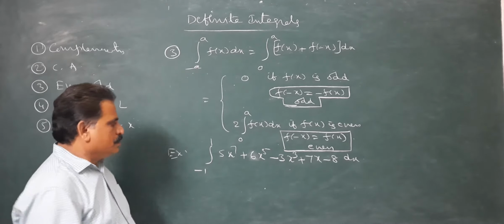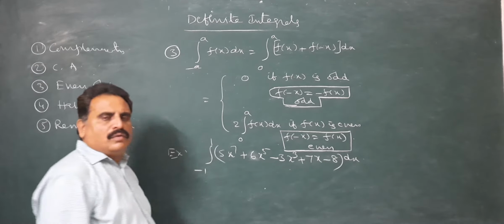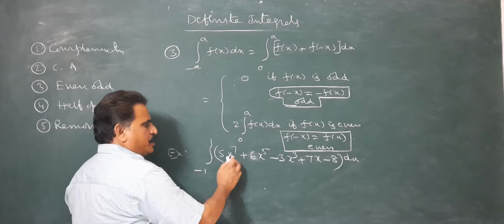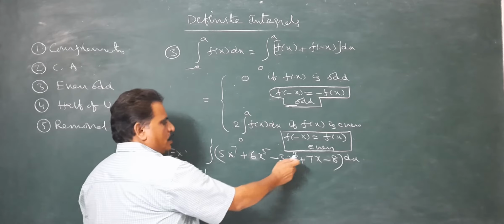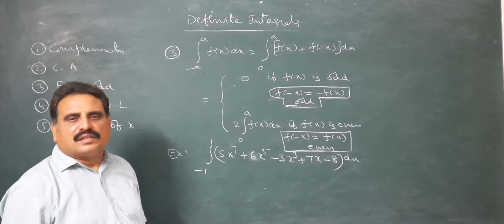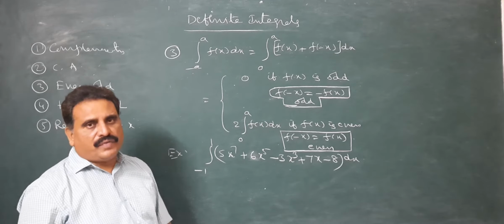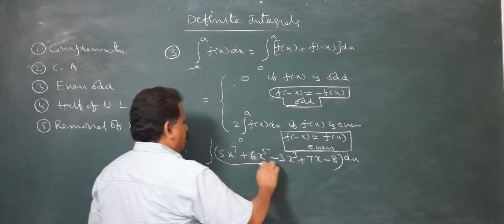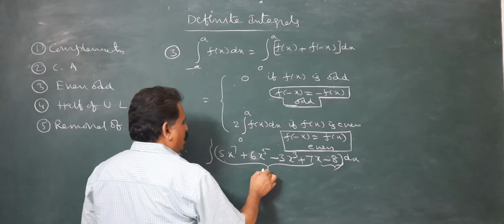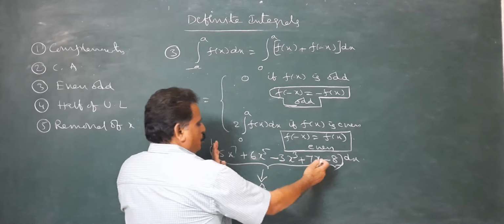Look here, the function seems to be very big, even though you can easily calculate that. 5x power 7 is an odd function, and likewise the other odd terms. Minus 8 is a constant, and a constant is an even function. So the odd part, split it, this value is equal to 0.